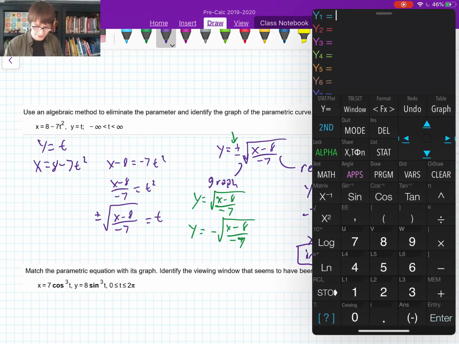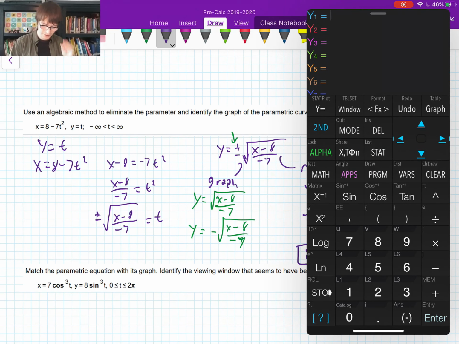We're going to pull out that calculator again. And we'll plug in, let's see, for y1, we'll put in the square root of x minus 8. And since I'm back in function mode, it uses x's instead of t's, which is good. And we'll divide that by negative 7. And for y2, we'll put negative.